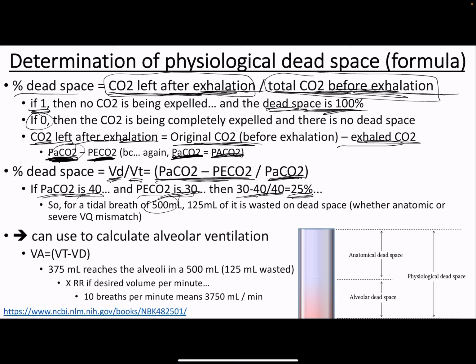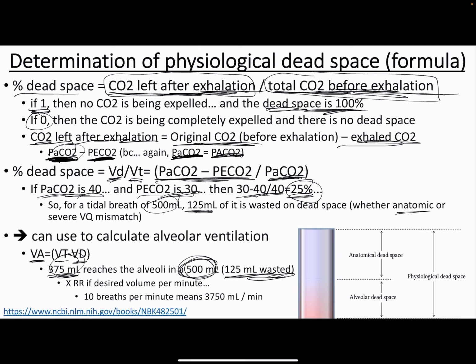So now if a tidal breath was 500 milliliters, then 125 milliliters of it is wasted on dead space, whether this is anatomic or just a severe VQ, pulmonary embolism type mismatch. You can use this to calculate alveolar ventilation. So the volume of air reaching the alveoli should be the total volume minus the dead space volume. If we use the above numbers, I would have 375 milliliters reaching the alveoli. Remember, there was 500 milliliters total. We said 25% of it was wasted, so 375 in one breath should reach the alveoli.